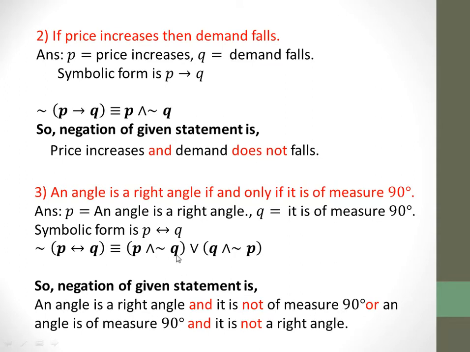So the first bracket is completed, then join by or. Then Q is: an angle is of measure 90 degrees. So we write Q here, then and it is not a right angle. We have to write it carefully because this is quite a lengthy sentence, but if you remember this rule perfectly, then it is very easy to write the statement, and you have to consider P and Q properly. So see this negation carefully.